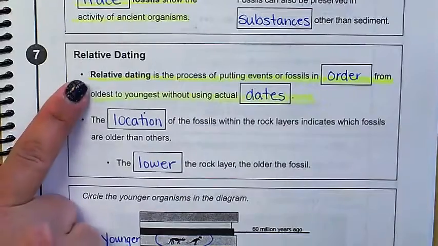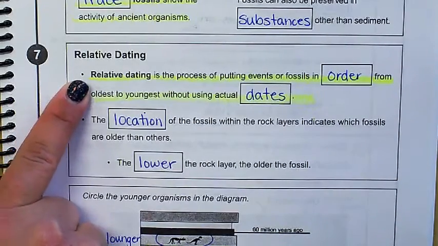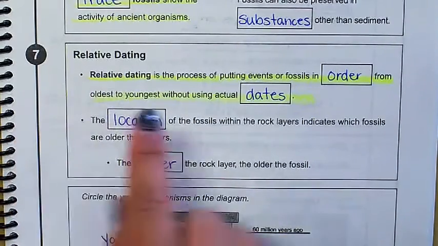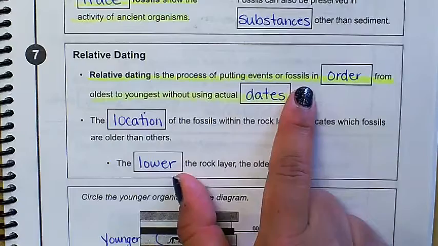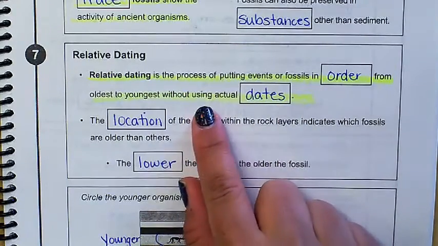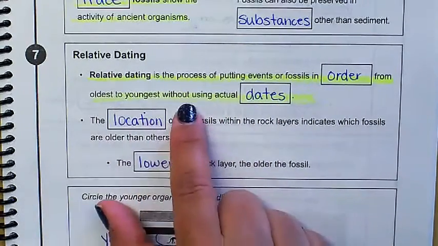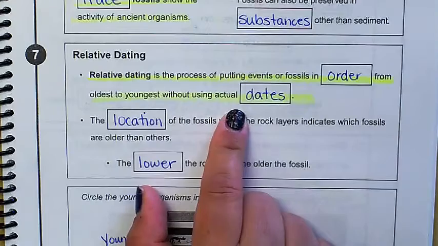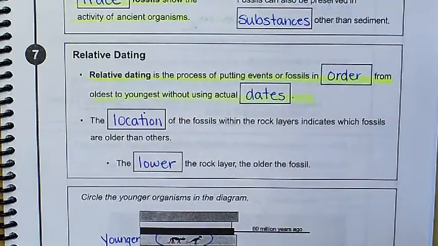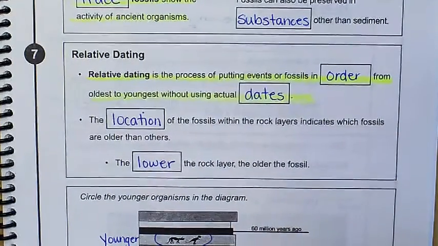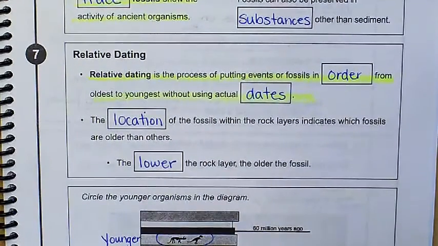So how do scientists date them? There's two ways. The first one is called relative dating. This is the process of putting the events or fossils in order from oldest to youngest without using actual dates. So they don't know the specific date of them, but we're putting them in a relative date.